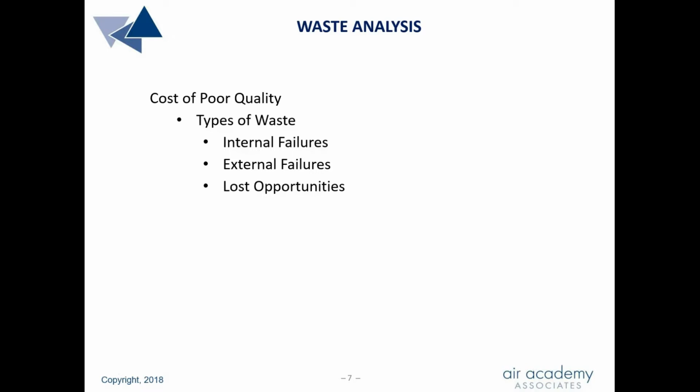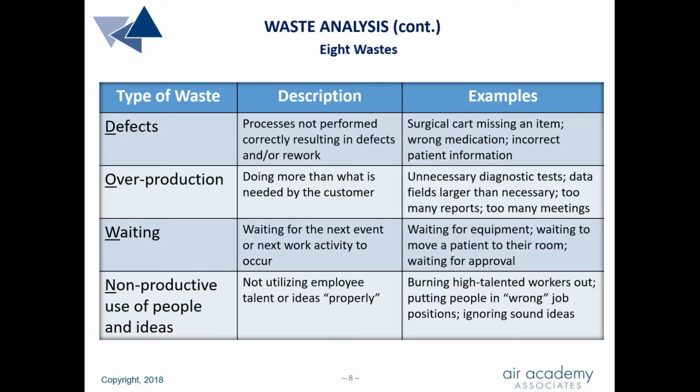For the purposes of this tutorial, we are going to quickly review the 8 types of waste. Then we will further stratify the waste into 3 buckets: internal failures, external failures, and lost opportunities. The acronym DOWNTIME highlights the 8 different types of waste. Typically, improvement projects are directed at eliminating waste. There is a cost associated with each type.